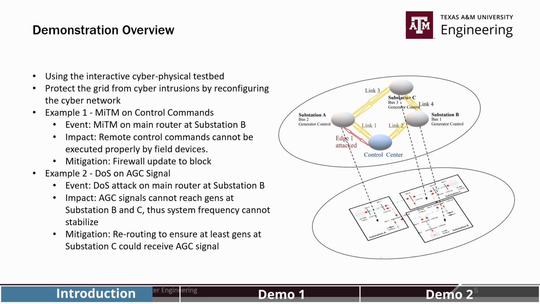The second example is a DOS attack, denial of service attack, on the AGC signal. For this example, we are using a WSCC 9-bus case, and the DOS attack will be targeting the main router at substation B. As a result, the automatic generation control signals cannot reach generators at substations B and C, thus the system frequency cannot be stabilized. To mitigate this, we are using rerouting to ensure at least generators at substation C could receive the AGC signal in a timely manner.